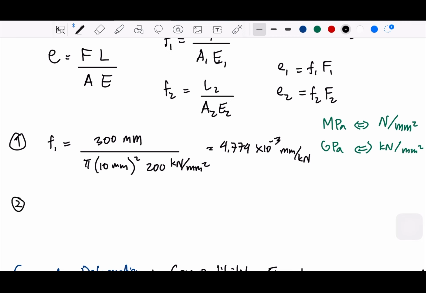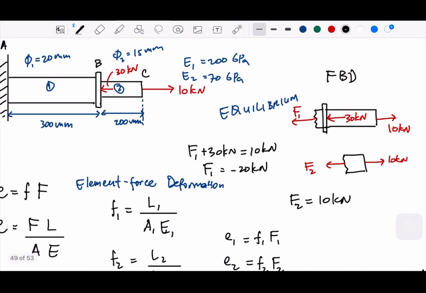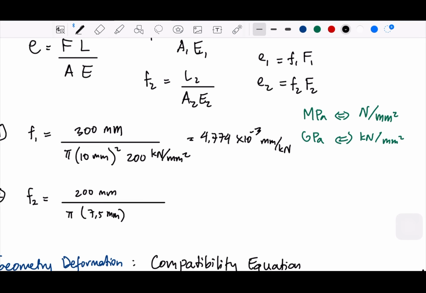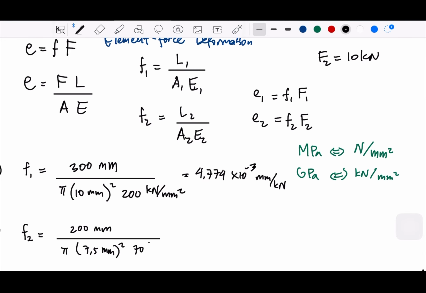And then try the second bar. Second bar is 200 millimeter. And the diameter is 15 millimeters, so 7.5 millimeters squared. What is the E? It's 70 kilonewton per millimeter squared. So I think I can try. Okay, it's around 1.62.